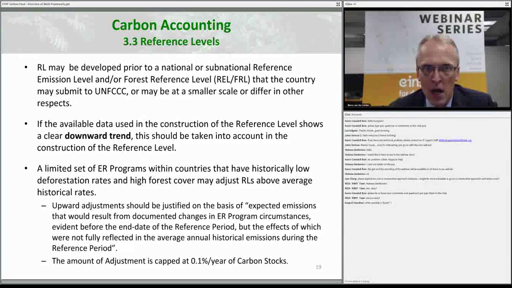So again, it's an adjustment that can only be made for very few countries, and if those countries want to do an adjustment, they need to justify that emissions would go up, and that needs to be documented and clearly explained. So that will be a discussion that you would have with the Carbon Fund participants on, can we justify this upward adjustment? And then the methodological framework puts in a cap on this adjustment, which is 0.1% per year of the total carbon stocks. But again, for most countries, the reference level is just going to be average annual historic emissions. Okay, so that's the reference level.